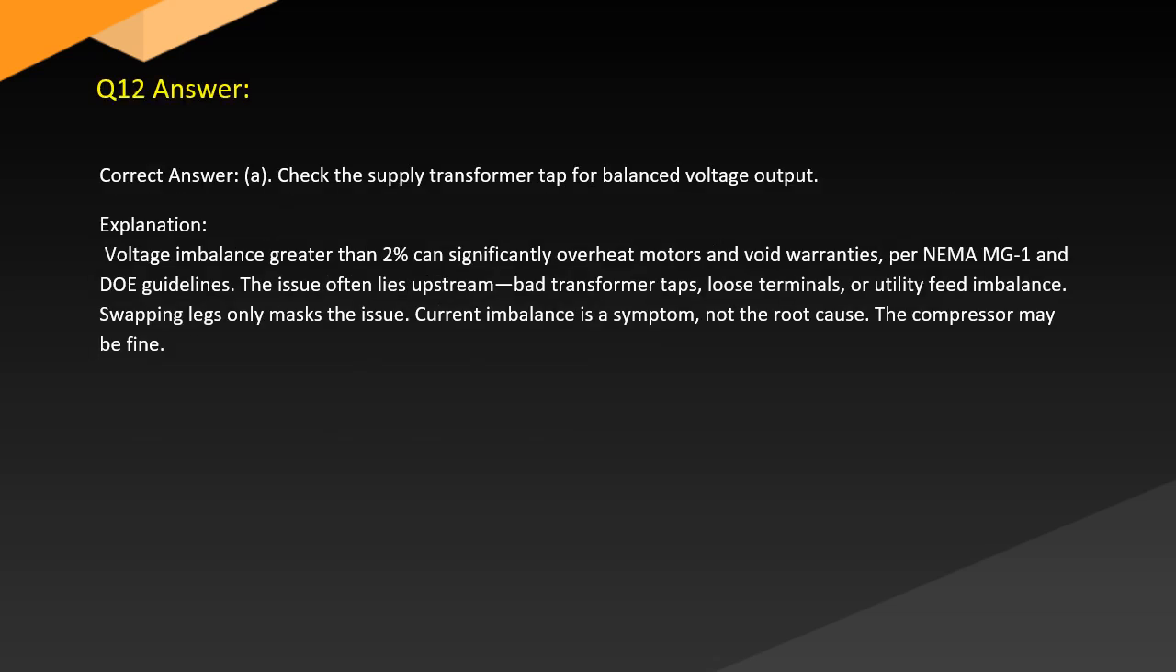Answer. Correct answer: A. Check the supply transformer tap for balanced voltage output. Explanation. Voltage imbalance greater than 2% can significantly overheat motors and void warranties per NEMA MG1 and DOE guidelines. The issue often lies upstream: bad transformer taps, loose terminals, or utility feed imbalance. Swapping legs only masks the issue. Current imbalance is a symptom, not the root cause. The compressor may be fine.